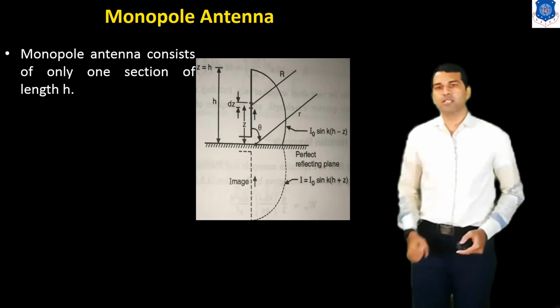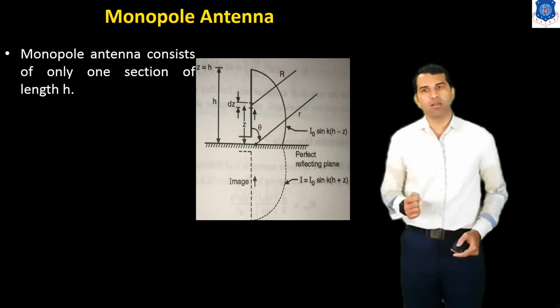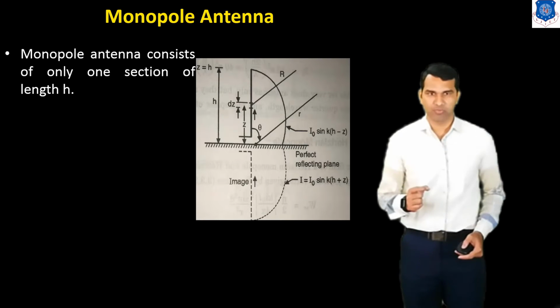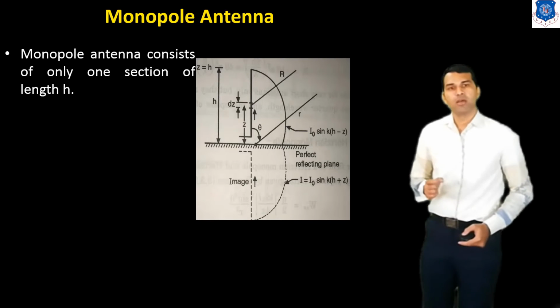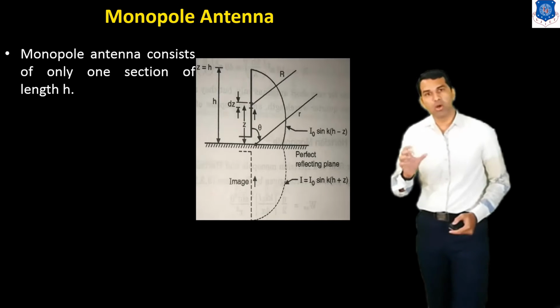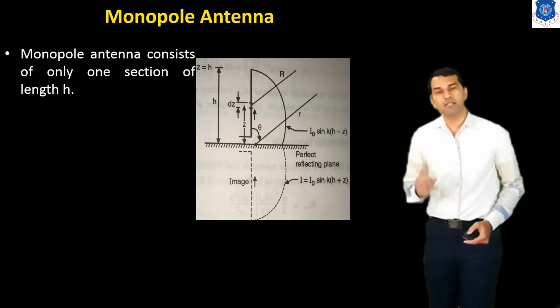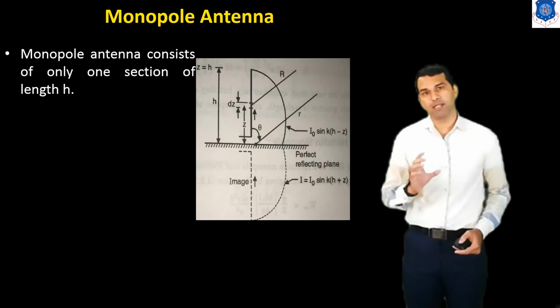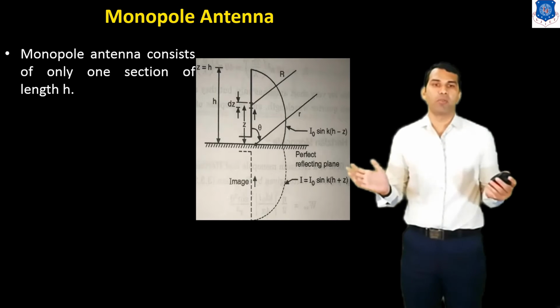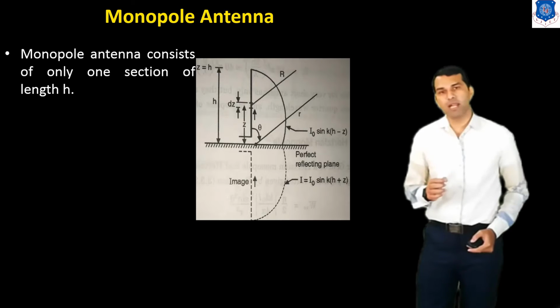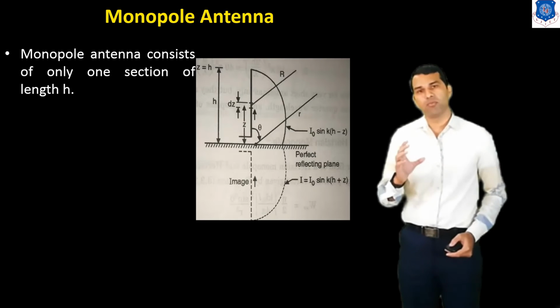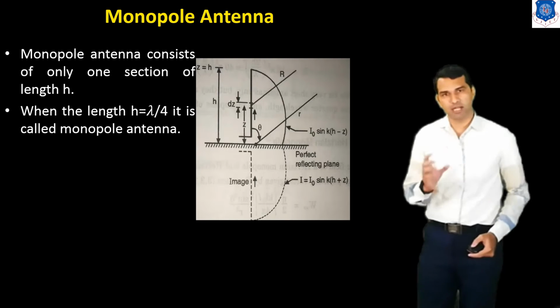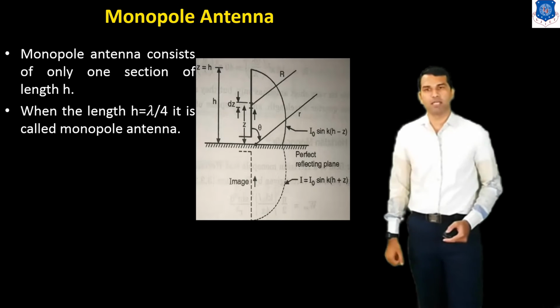A monopole antenna consists of only one section of length h. That means the name is monopole, so here we consider only one pole. In a dipole, we consider two poles in the two sections. But in the monopole antenna, we consider only one pole. That's why there is one section in this antenna.